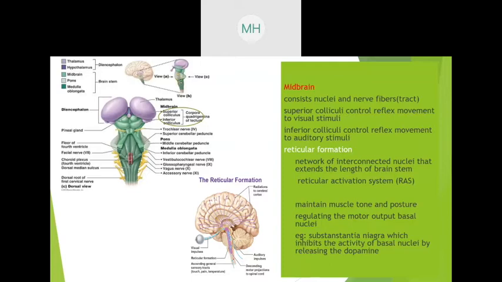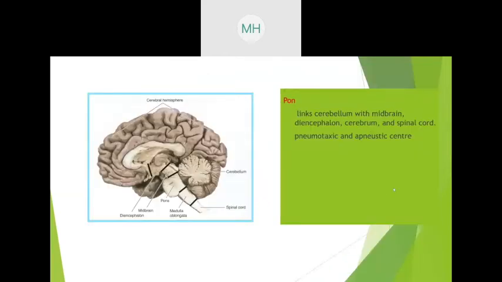Then next is the reticular formation. It is a network of interconnected nuclei that extend the length of the brain stem. The reticular activating system maintains muscle tone and posture, regulating the motor output in the basal nuclei. Next is the pons. The pons links the cerebellum with the midbrain, diencephalon, cerebrum, and spinal cord. It contains the pneumotaxic and apneustic centers.